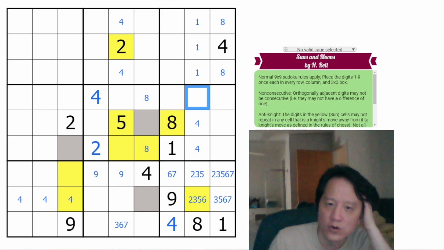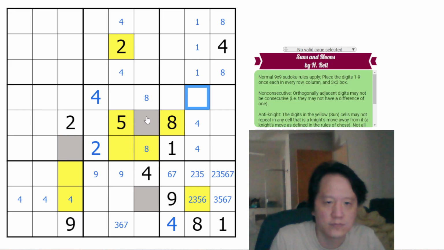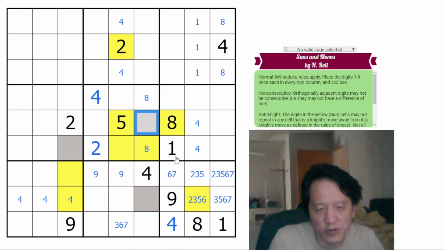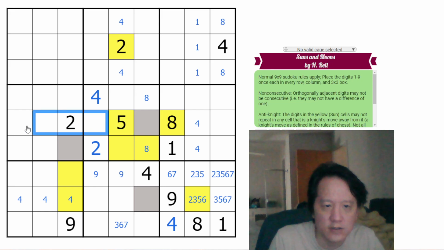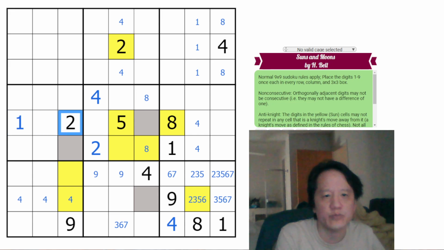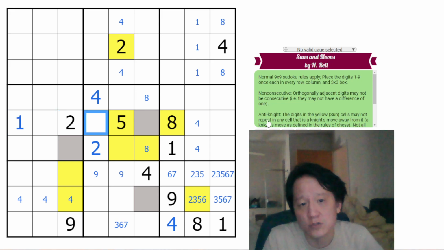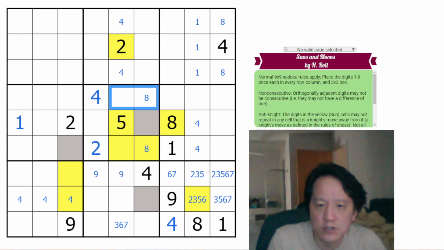So this can't be 4. So one of these is 4. These can't be 1. So in this row, 1 cannot be these 3. It cannot be that one because of the king's move. It can't be that. Can't be that. Therefore, this has to be 1, right? Because the 1 cannot be next to a 2. So that's 1, which means one of these is 1.